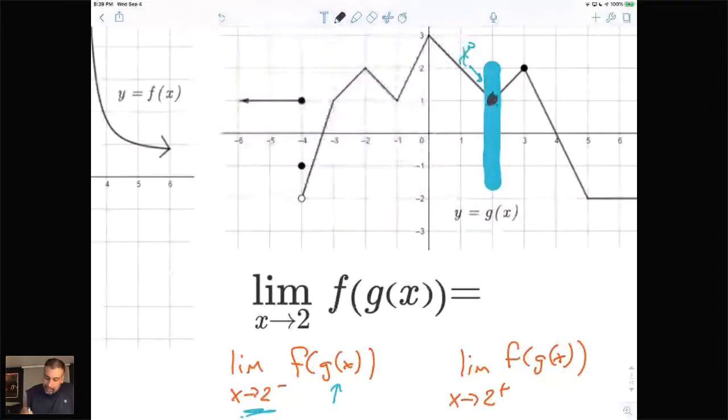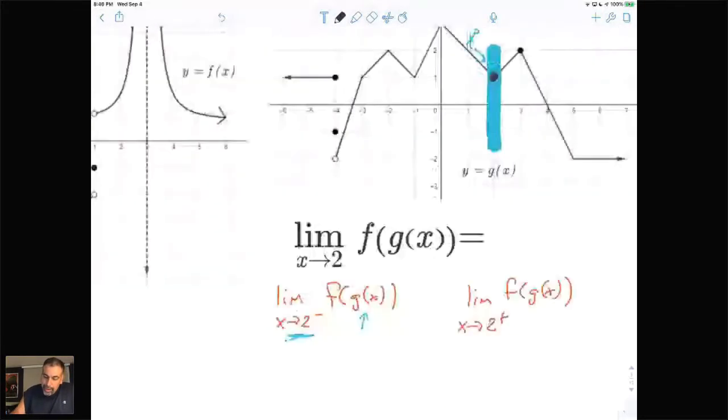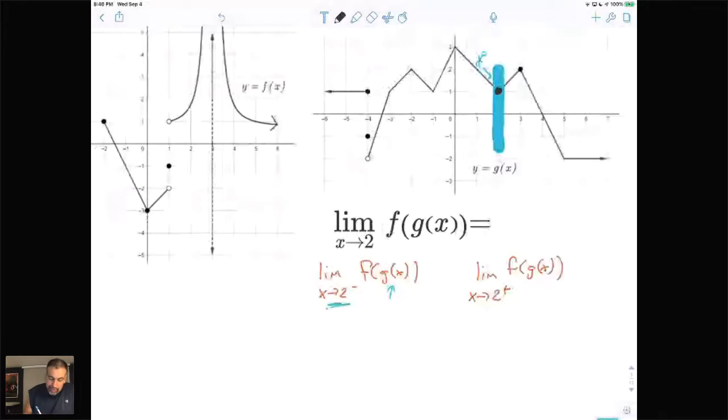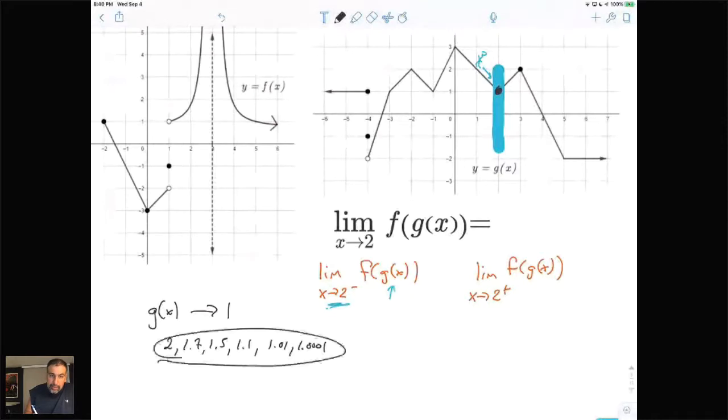So what's happening is, as we approach 2 from the left, g of x is approaching 1. But I want you to think about this for a second the following way. Let's collect data. How is g of x approaching 1? Well, g of x is approaching 1 by coming from numbers higher than 1. Like right now, he's at the y value 2. And then he's going to go 1.7, and then 1.5, and then 1.1. And then eventually he's going to start going 1.01 and 1.0001. And when we look at this data, that leads us to say that g of x is approaching 1.